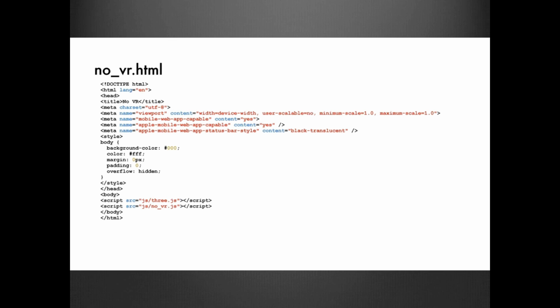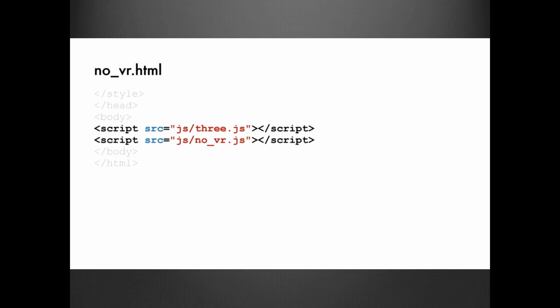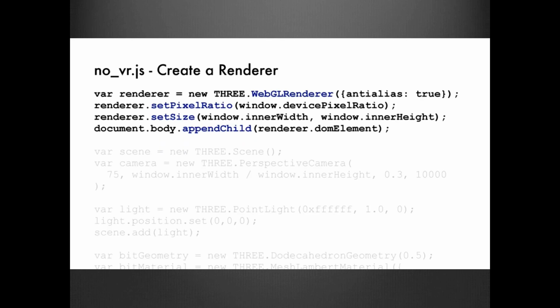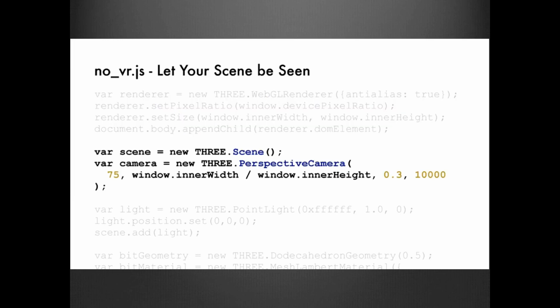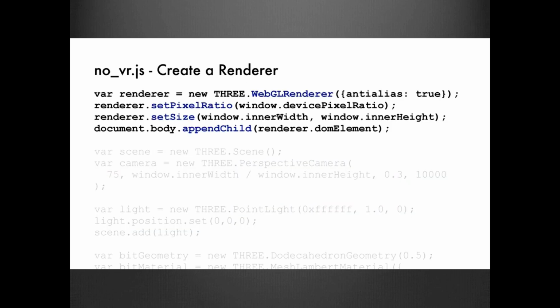So he's got this HTML. The big thing to point out here are these two scripts: there's THREE.js and then the other, NoVR.js. So he's creating a renderer, and then he's creating the scene, and then the light. Again, the three things that I was talking about. You'll see a little bit later he's passing the renderer, and he's passing the camera and the scene into the renderer.